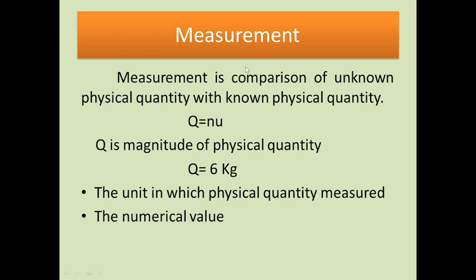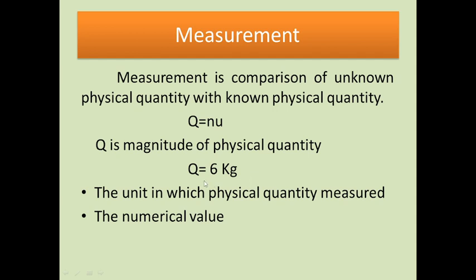So first we need to understand what measurement is. In day-to-day life, we measure different things like length, weight or height. So what is measurement? It is a comparison of an unknown physical quantity with a known physical quantity. If you want to measure something, we have to follow some rules. It is given by this formula: Q equal to N into U. Q is the magnitude of the physical quantity, N is the number, and U is the unit.